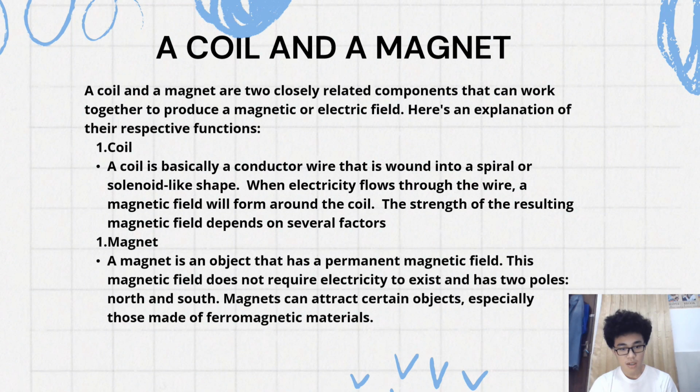A magnet is an object that has a permanent magnetic field. This magnetic field does not require electricity to exist and has two poles, north and south. A magnet can attract certain objects, especially those made of ferromagnetic materials.